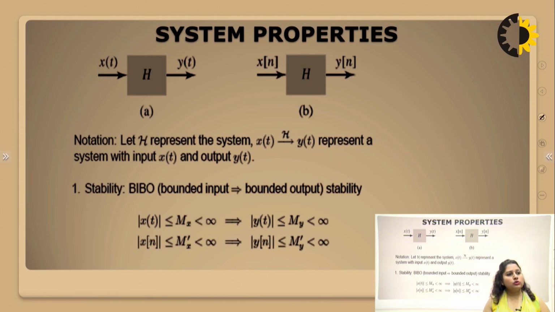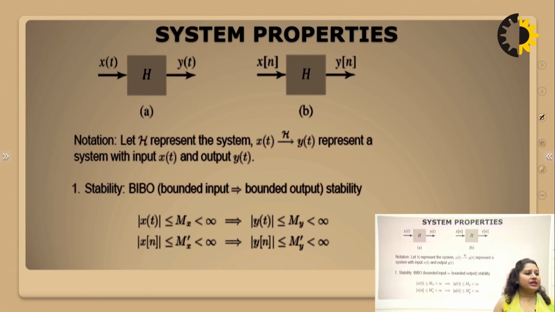So now we look into the system properties. As we have already discussed the signals, the systems are basically a block in which we apply some sort of input and we get some output. The first figure shown here is the continuous time system. The second figure is for the discrete time system. In the continuous time system, we have the input as a continuous signal and the output also as a continuous signal. In the same way, in the discrete time system, the input and the output are discrete signals. Here H represents the system.